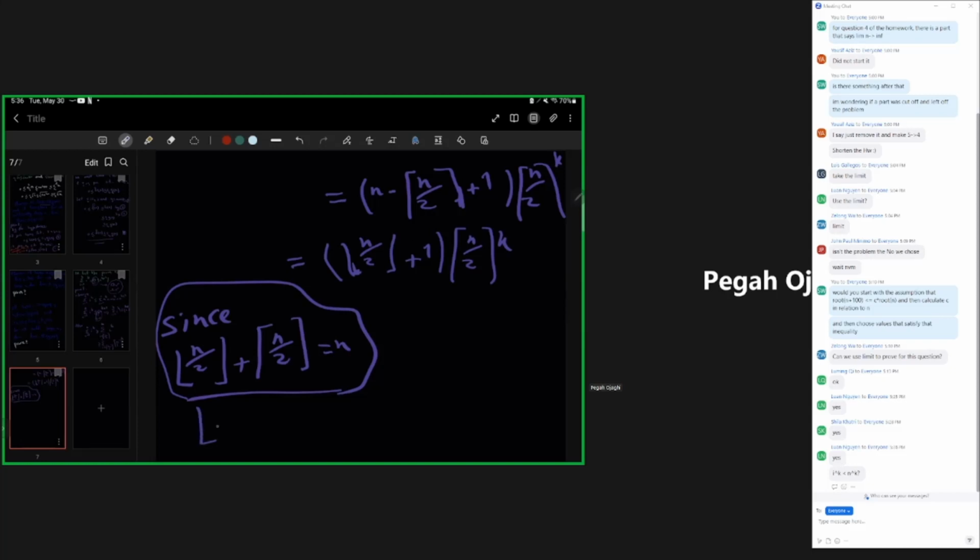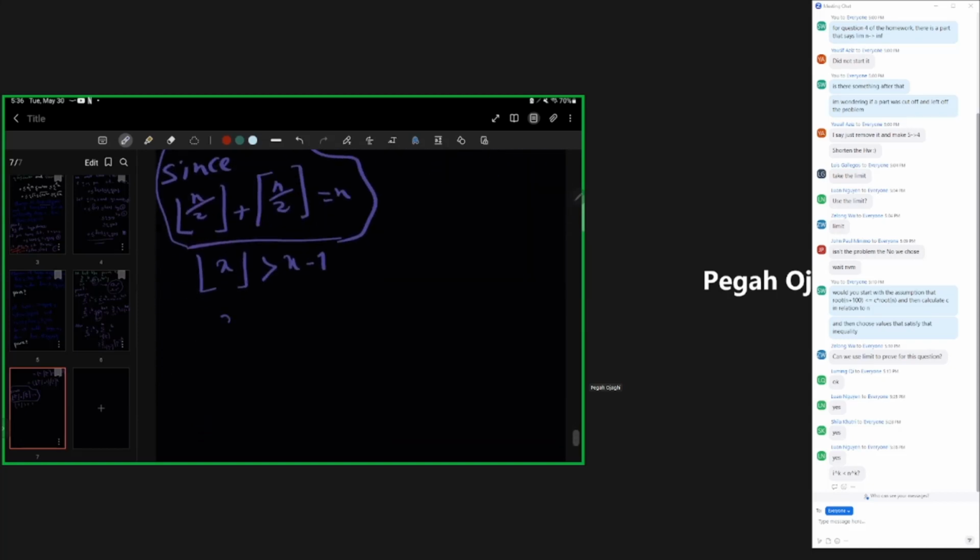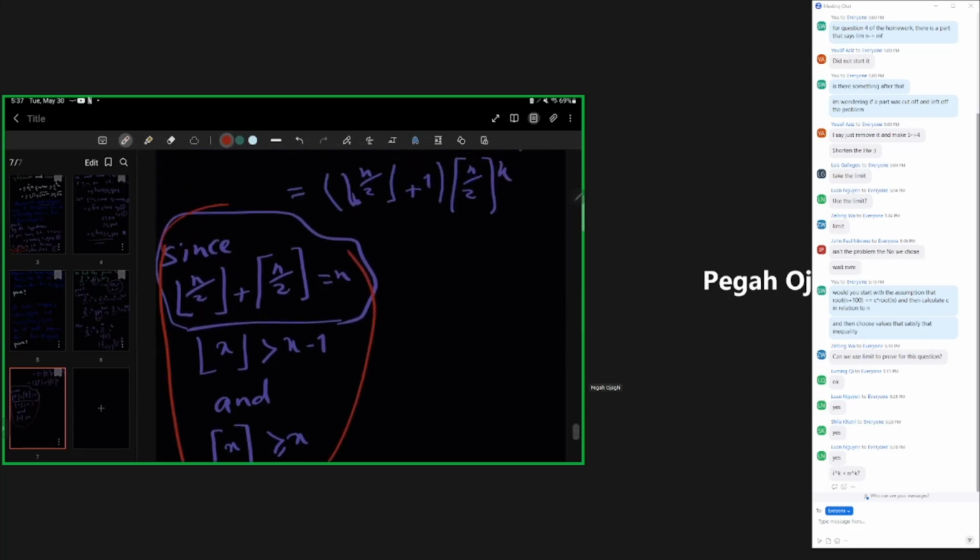And the other thing you know is that if I have floor, it is greater than x minus 1, and ceiling is going to be greater than x. This is another definition for sure. These two are some of the things that you need to remember all the time for solving this kind of question.